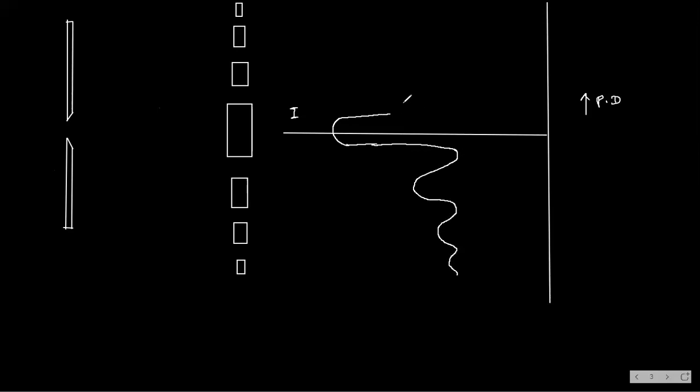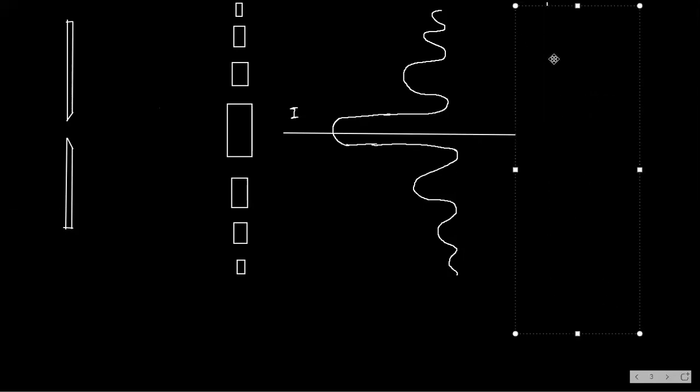Understood? See, I'm drawing with free hand. Something like this. Okay. So see, intensity is maximum and then decreasing, then again decreasing, and then again decreasing. You understood? Yes, no? It is very easy.